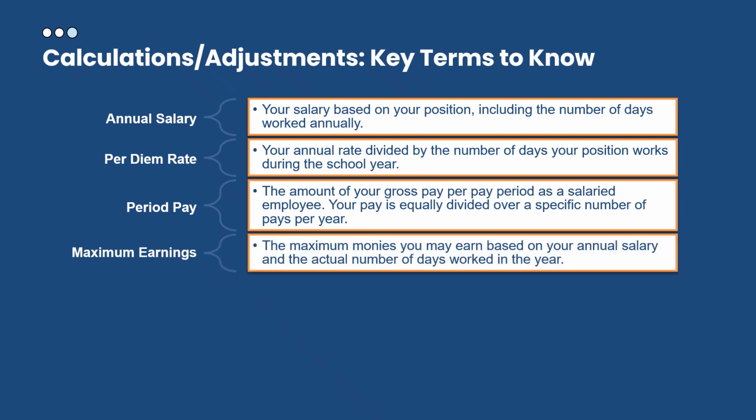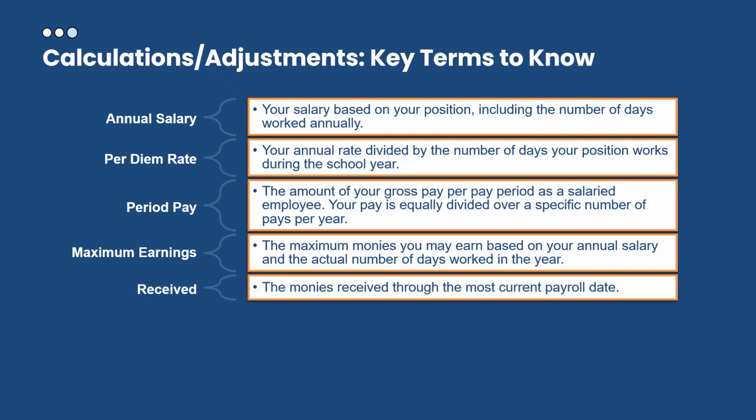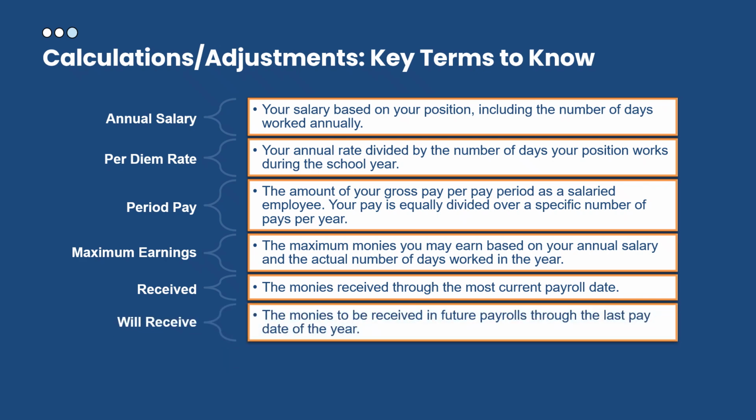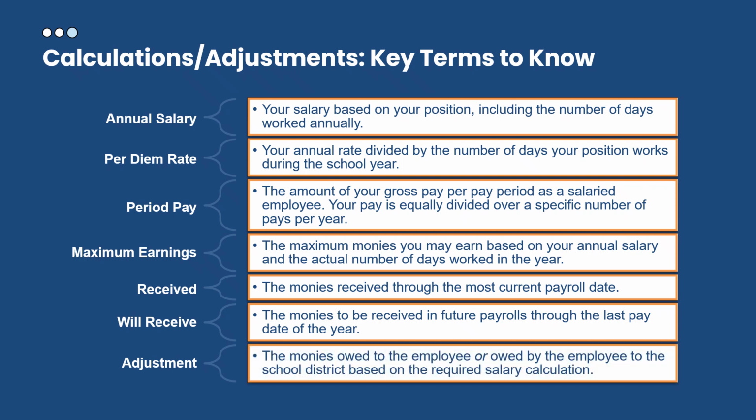Your maximum earnings are the maximum monies you may earn based on your annual salary and the actual number of days worked in the year. Received are the monies received through the most current payroll date. Will receive are the monies to be received in future payrolls through the last pay date of the year. Adjustment are the monies owed to the employee or owed by the employee to the school district based on the required salary calculation.